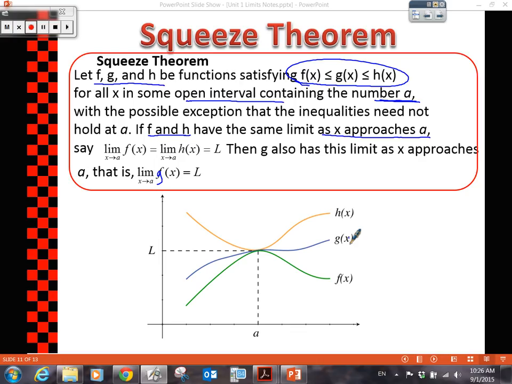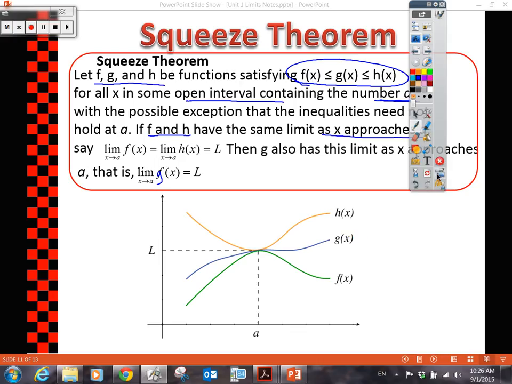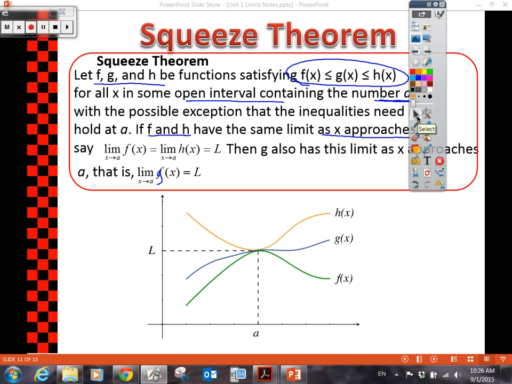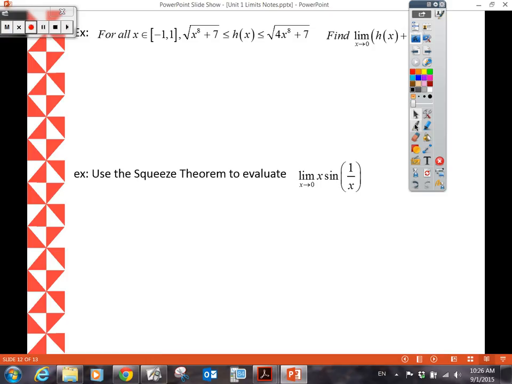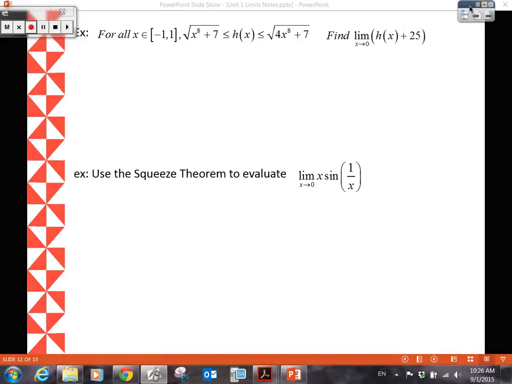Okay, so the examples on the next page, like I was saying, we're going to do one where the inequality is given to you. That's the first one. And we're going to do one where you have to find the inequality. All right, so let's take a look at the first example.